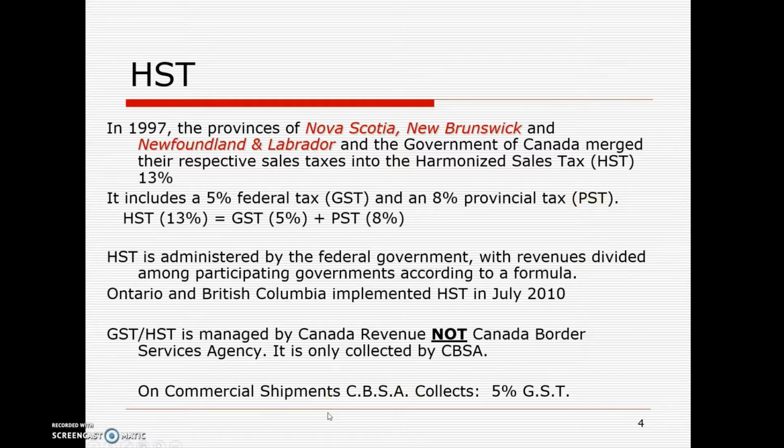Now the great thing about what we do in this course, in this program, is we only do commercial importations. So in commercial importations, we do not assess 13% HST, we only assess 5% GST, because importation is governed by the federal government. So we only collect 5%. But the mechanism for HST, comprised of GST and PST, is exactly the same as GST. Okay, so we'll show you the mechanism. What we're doing in this particular lesson is the mechanism, not so much the collection.